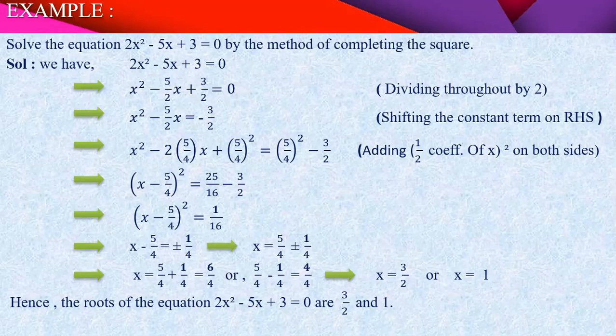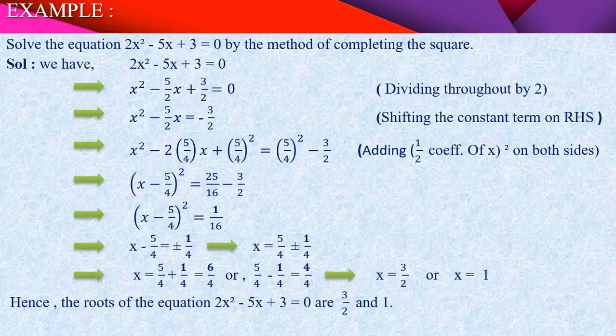So (5/4)² should be added on both sides of the equation. And also the middle term will be written as 2 into 5/4 into x, where we are multiplying and dividing by 2. So the equation is x² − 2·(5/4)·x + (5/4)² = (5/4)² − 3/2.